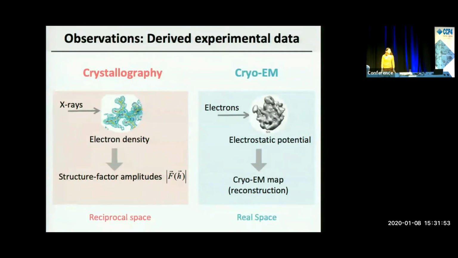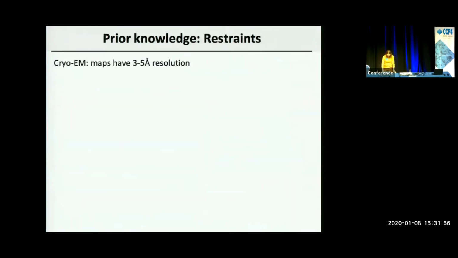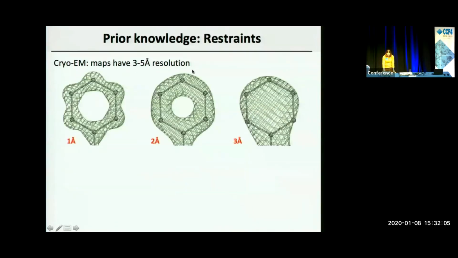Another aspect of the prior knowledge is the restraints. As I mentioned already in the beginning, cryo-EM maps typically have quite low resolution, between 3 and 5 angstrom. And here you can see how the resolution changes the shape of the density. Here I have a density map at 1 angstrom, at 2 angstrom, and at 3 angstrom. At 1 angstrom we have peaks at each individual atom. At 2 angstrom it gets more blurry, but we still have that hole here in the ring. And here on the right, at 3 angstrom, we have only one blob left. And we can imagine at 4 and 5, that gets even worse.